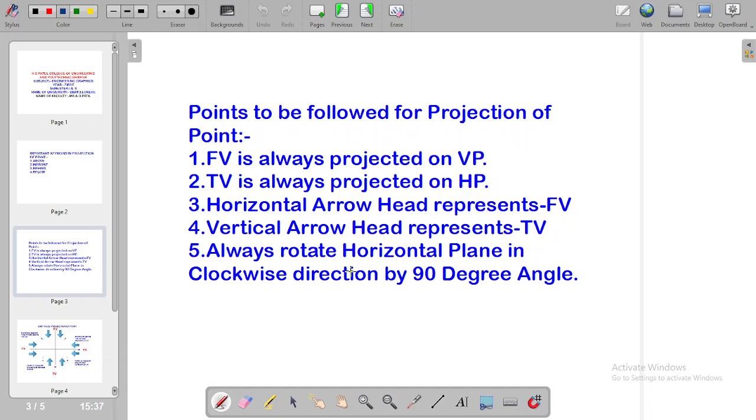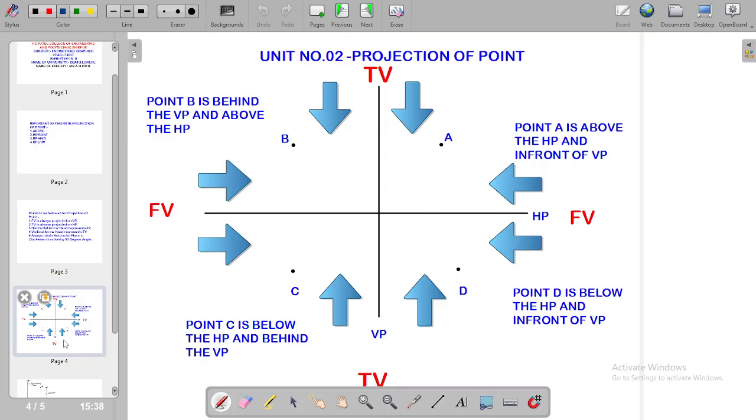In the next step, the fifth step, always rotate the horizontal plane in clockwise direction by 90 degrees. We make the assumption that we will only rotate the horizontal plane and the VP, vertical plane, will remain vertical. In the next diagram we will understand all these points. Suppose this vertical line represents the VP, and the horizontal line represents the HP, the horizontal plane.